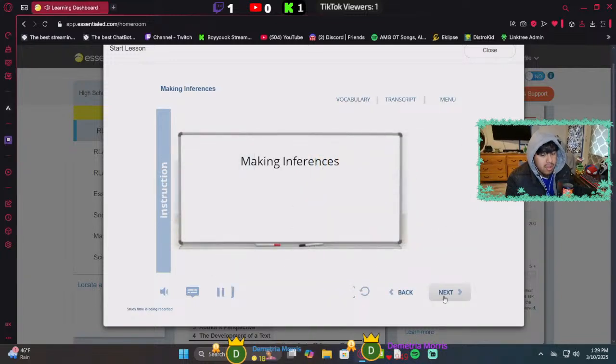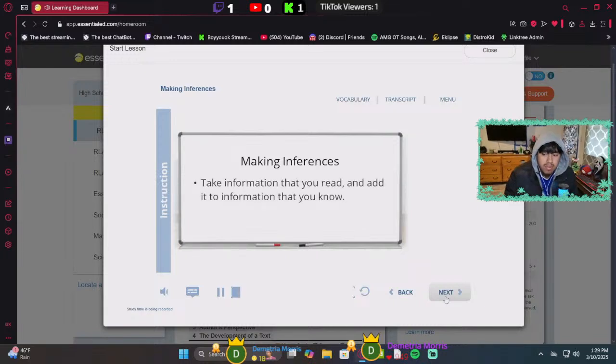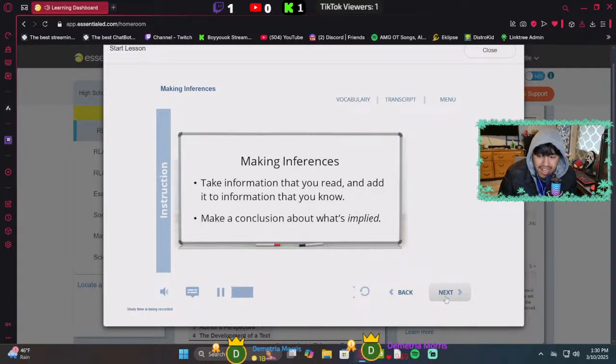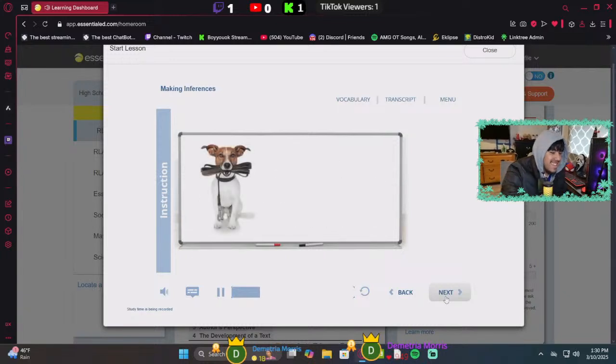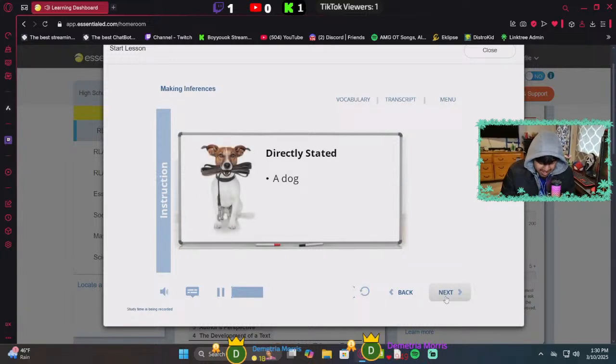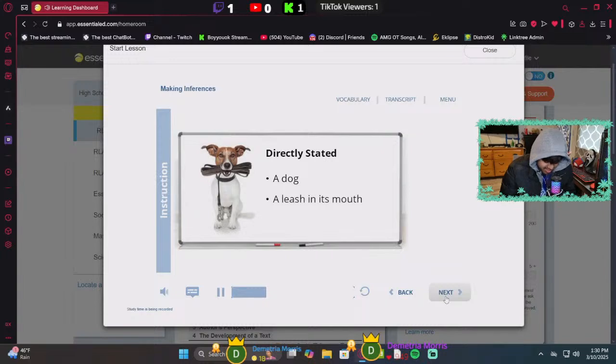Making an inference is really very simple. When you read something, you take information that you read and add it to information that you know. Implied, but not stated directly. That's an inference. Take a look at this picture. What you see is a dog, and it's holding a leash in its mouth. Those are the things you can see, things that the picture states directly. Now, what can you infer?